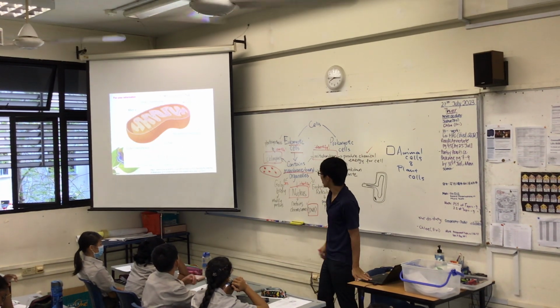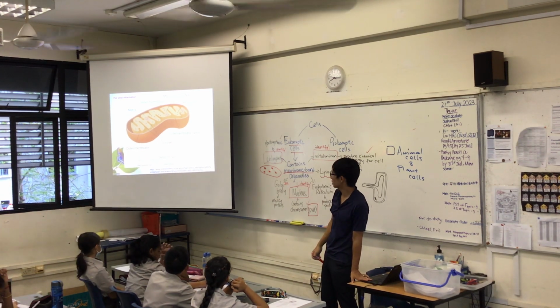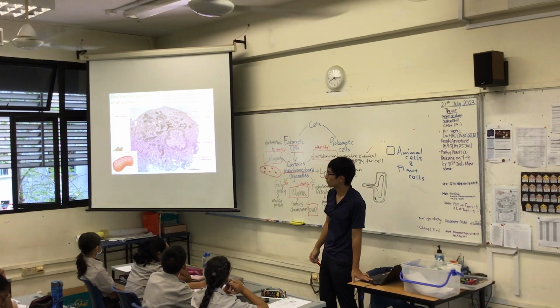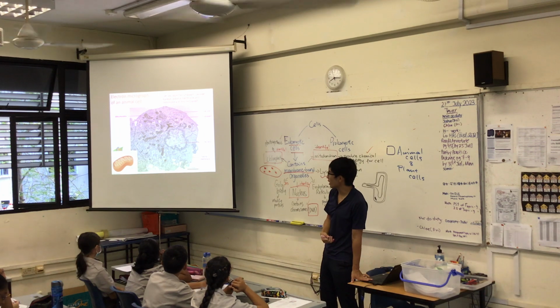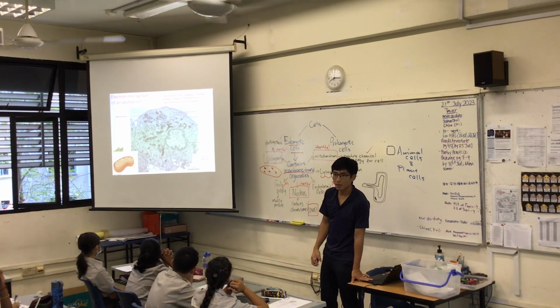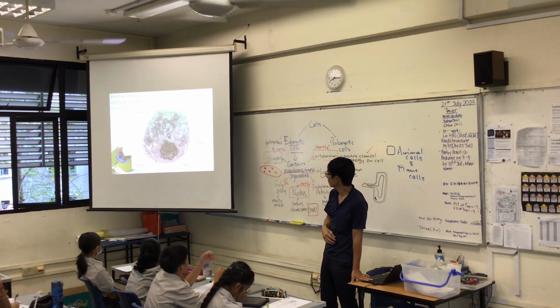Let's look at mitochondria. Mitochondria looks like that. The inner membrane, highly folded. Yesterday we learned how to identify mitochondria from animal cells. Plant cells also have mitochondria. Not just animal cells, because both kinds of cells need energy, chemical energy to survive.